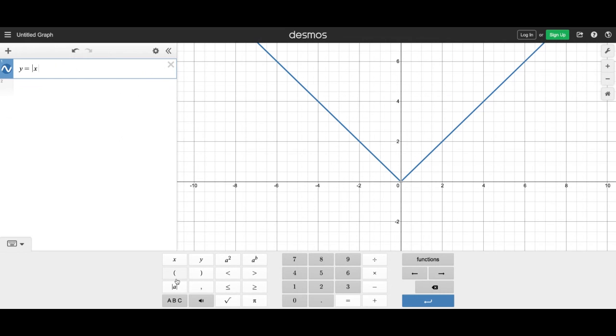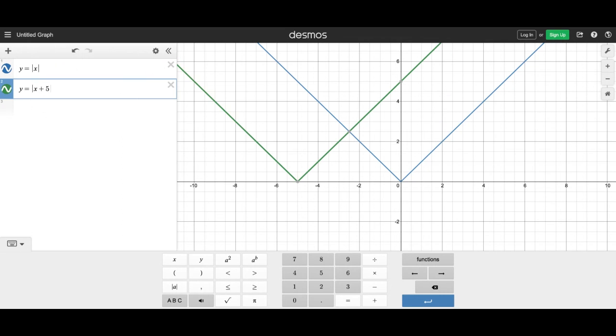So if I have the absolute value of x, here's my parent function. Let's see here. And I'm going to say, okay, I'm going to do y is equal to the absolute value of x plus 5. Well, I know that's going to shift the graph 5 units to the left. Because it's a plus, it always shifts it to the opposite of what you think it's going to. So it's going to shift it 5 places to the left. How cool is that?